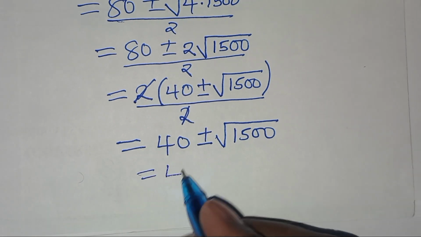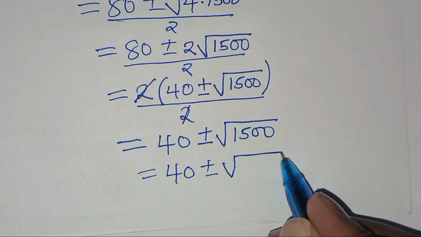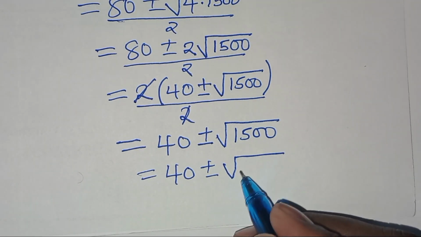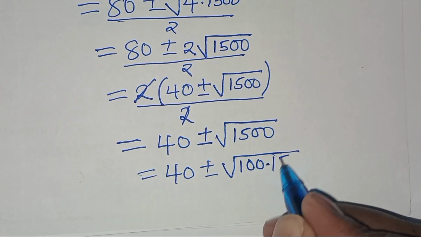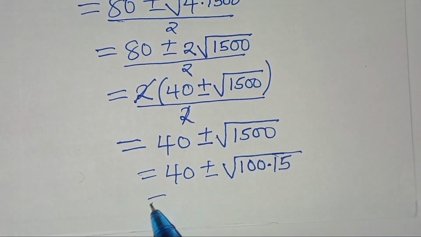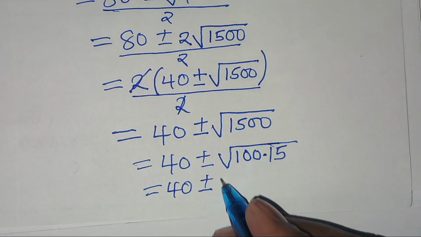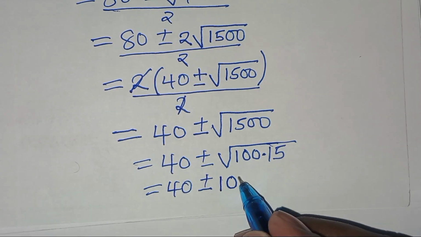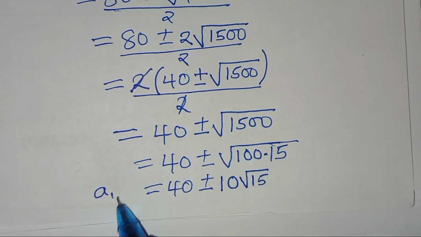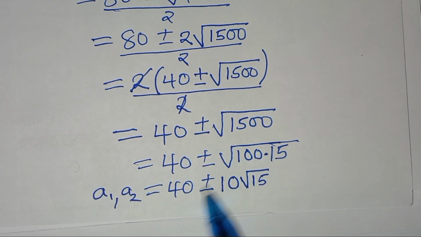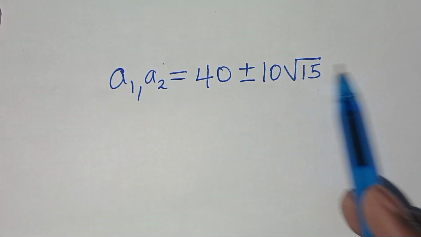So again here we have 40 plus or minus, we can express square root of 1500 as square root of, basically we can have 100 multiplied by 15. Now this is equal to 40 plus or minus square root of 100, this is the same thing as 10, and then now square root of 15. So this is A1, A2. So we have 40. So here we have A1, A2. This is 40 plus or minus 10 square root of 15.